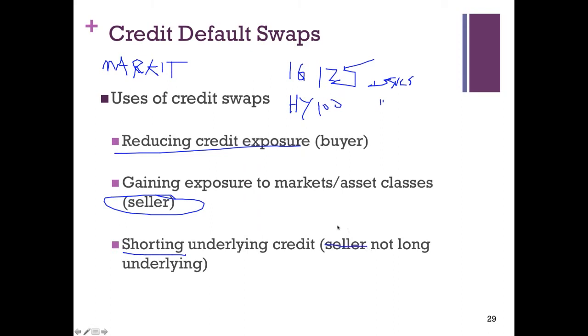shorting the underlying credit. That's wrong there. That should say buyer, not seller. That is buying credit protection when you're not long the related security, the underlying security. You might say, well, why would one want to buy credit protection on bonds you don't own? It's a very good way of taking a short view, that is betting on a decline in value that doesn't expose one to the mechanical complications of actually short selling.